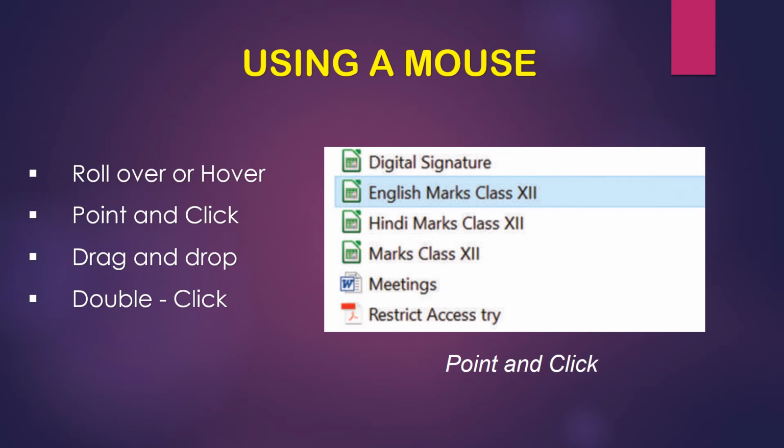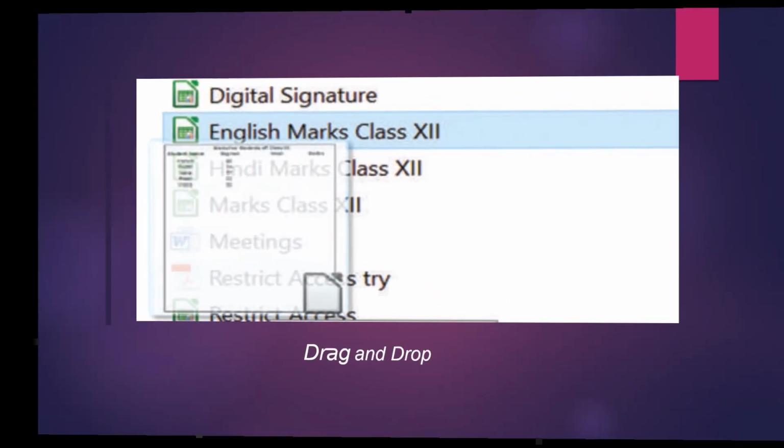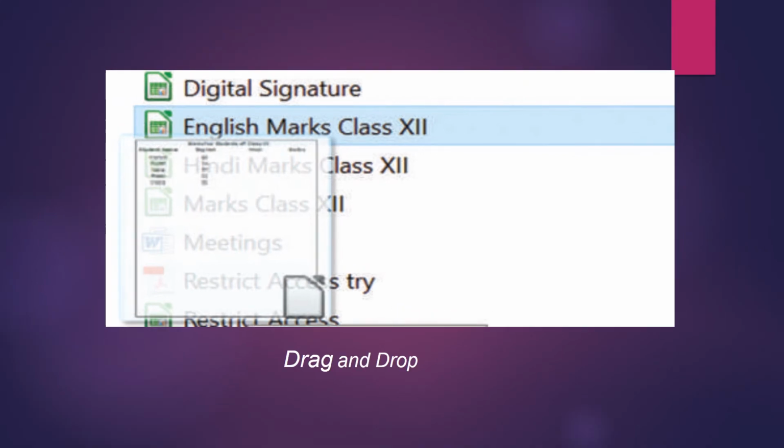Point and click. As you move the mouse on your desk, a pointer moves correspondingly on your screen. The mouse allows you to select an item on the screen. When you click a particular file, it gets selected. See the picture, children.